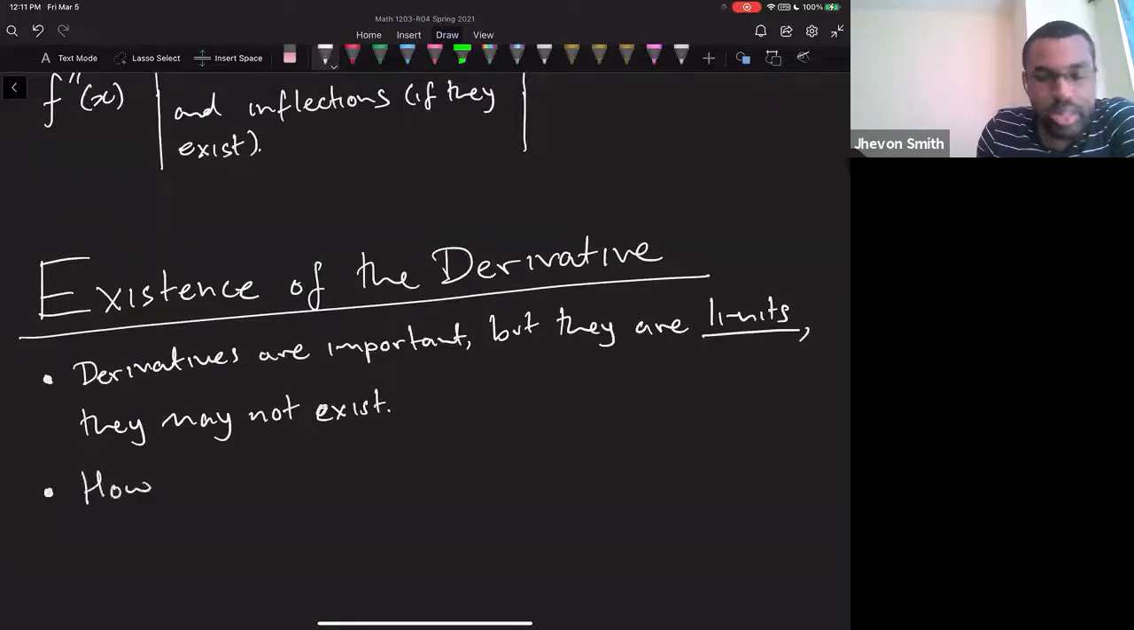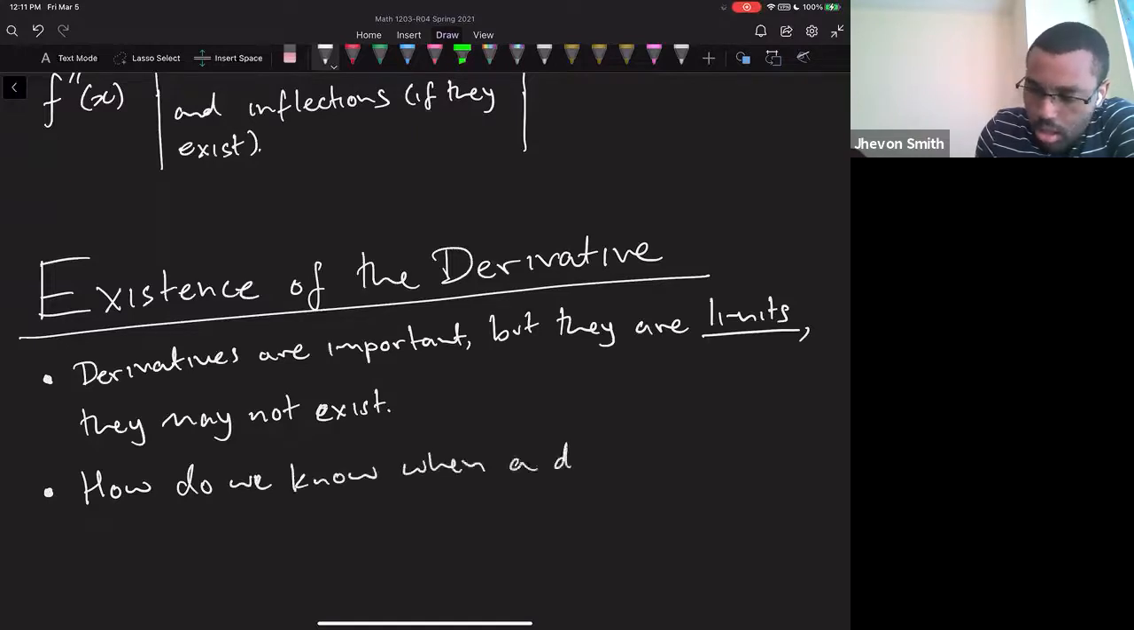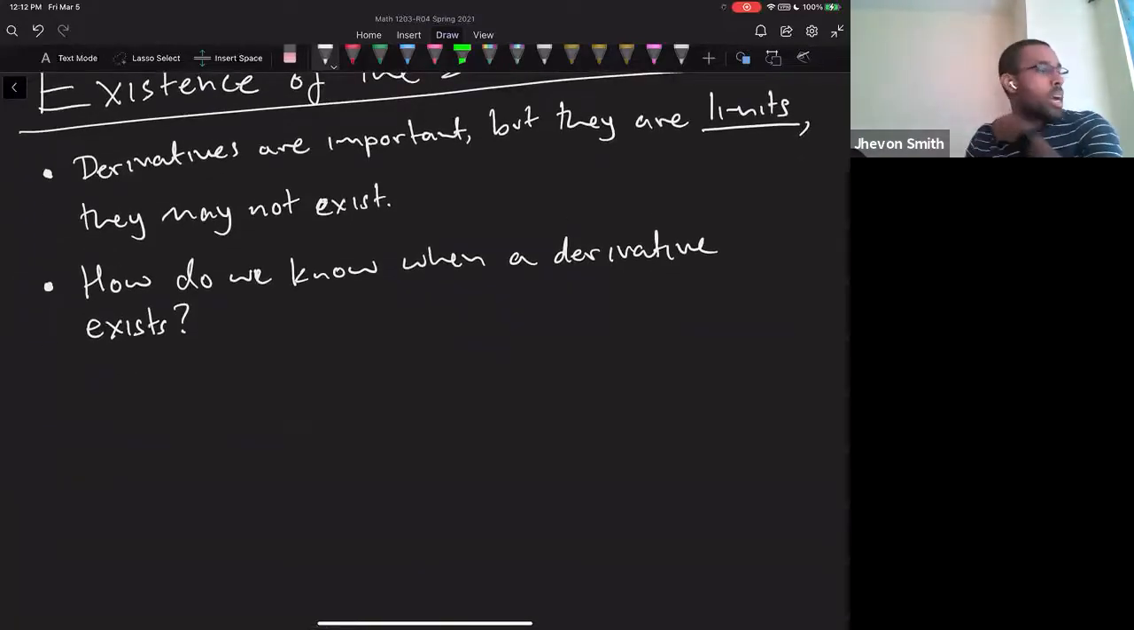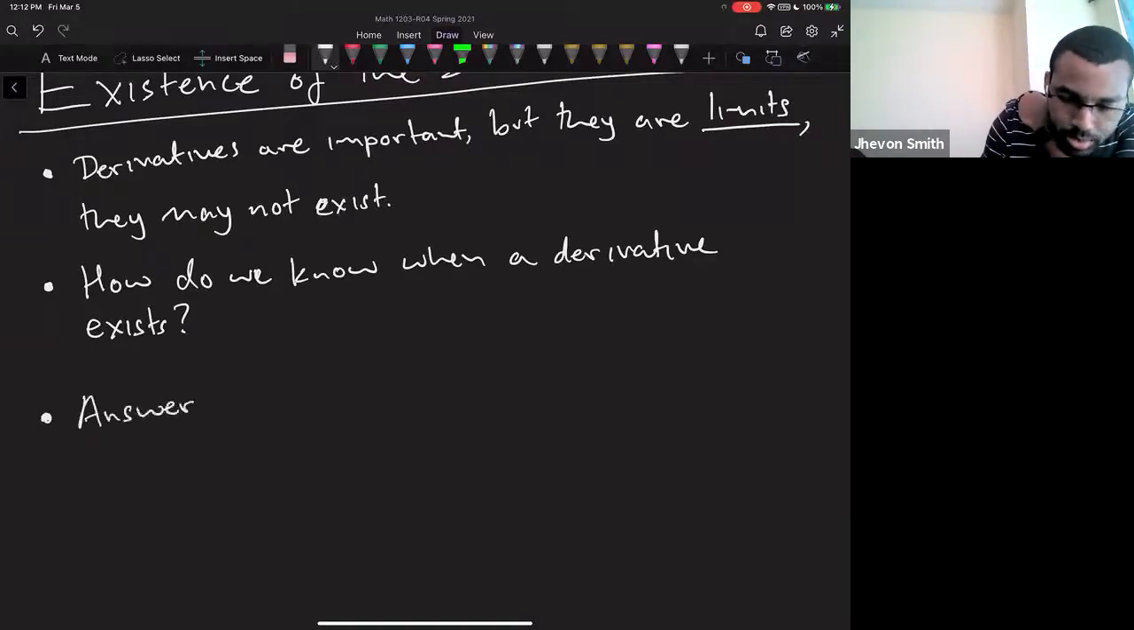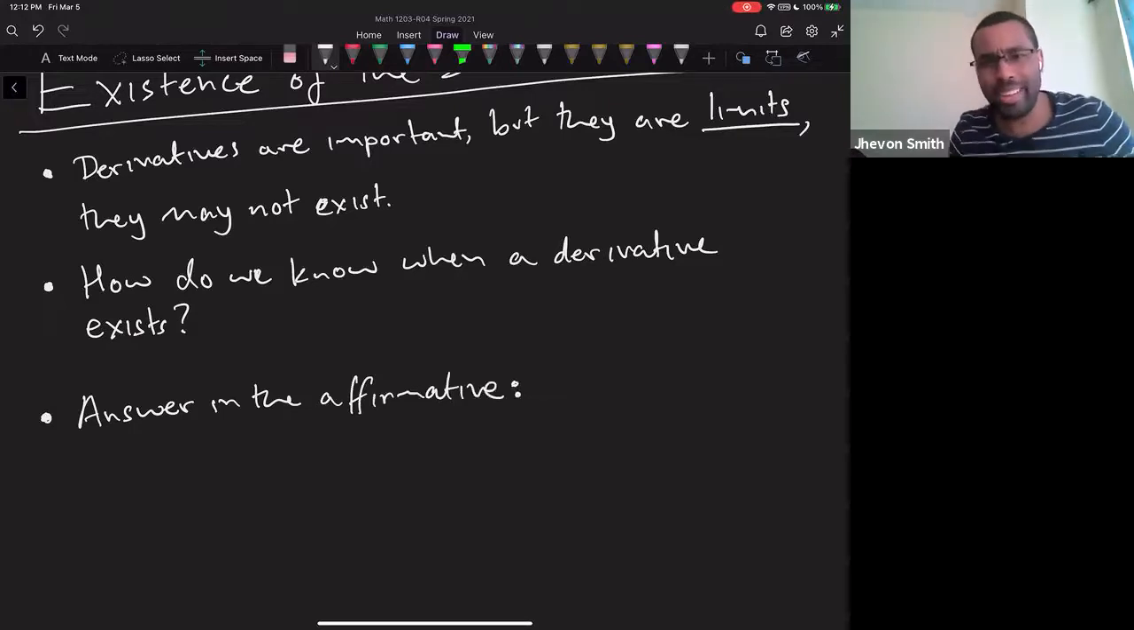How do we know when a derivative would exist, that I should even be searching for one? Well, I think it's going to be easier to identify. To answer in the affirmative, I can tell you what the answer is, but it's going to be too vague to take action on. But this is really what the answer is.